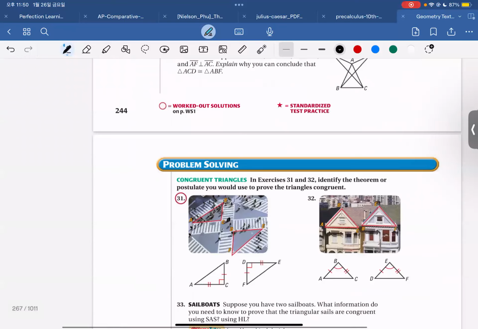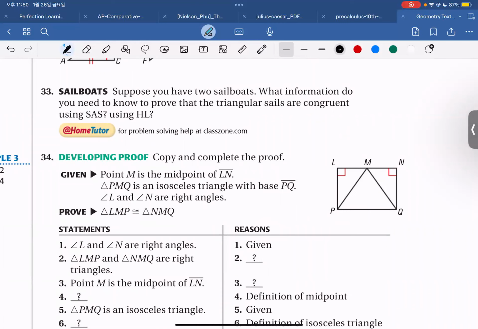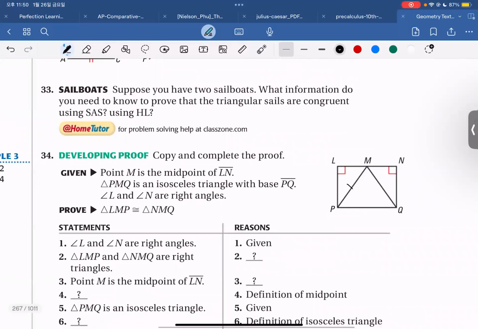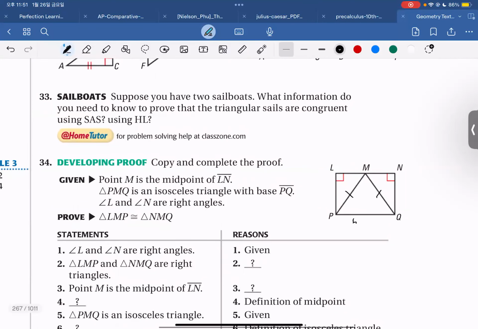So a final, let's try a quick developing proof that comes here. So you know point M is a midpoint of LN, and PMQ is an isosceles triangle. So remember that an isosceles triangle has the same sides like this, and the base here is PQ, so PQ is the only different side in this case. And LN, and angle L and angle N are right angles. So because these are the given factors, and you're trying to prove that these LMP and NMQ are congruent, you already know that the hypotenuses are equal simply because PMQ is an isosceles triangle, right? While the base is only the different one, so that's PQ.